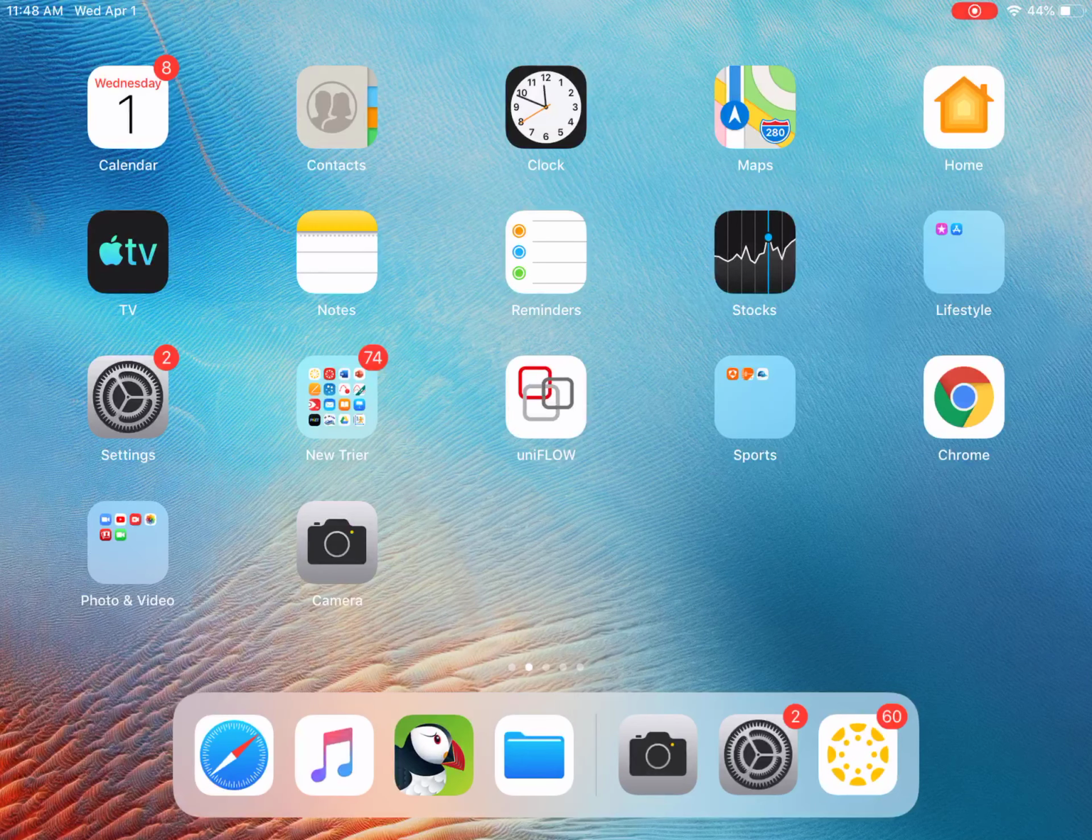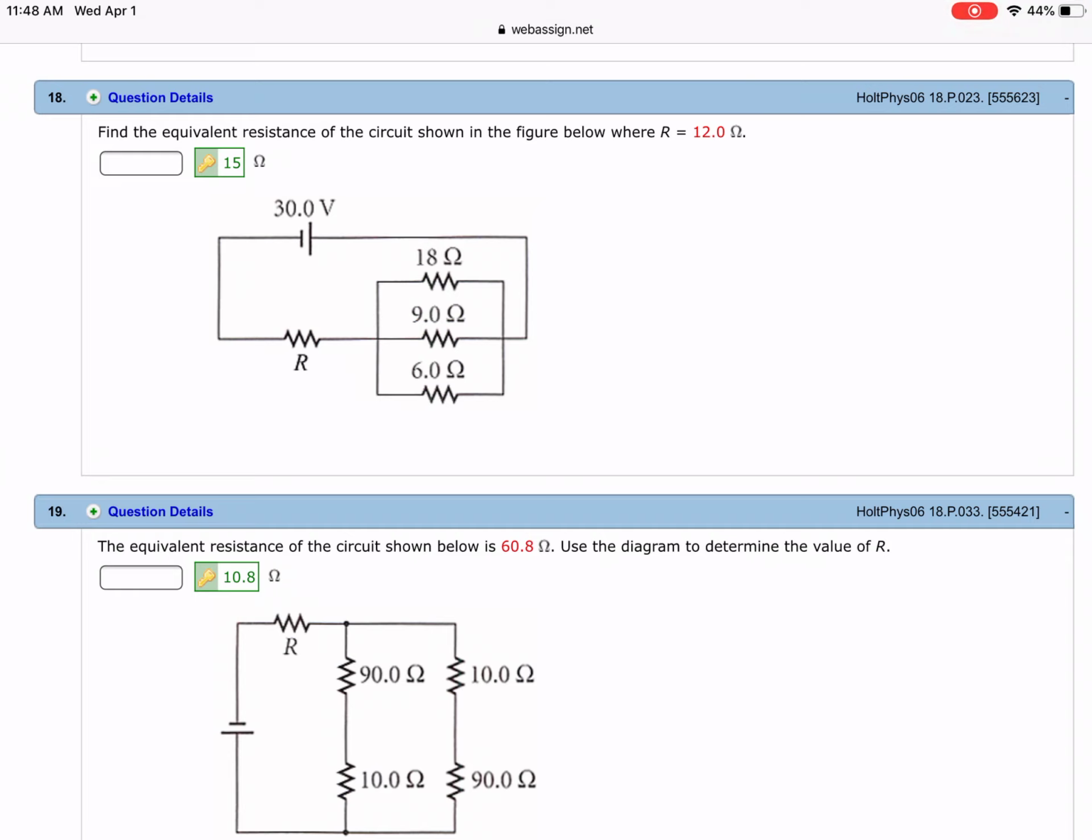Hey everyone, so I thought I'd help you guys out with some of the WebAssign. I know we did the lesson, but some of these circuits do look kind of crazy, and I don't want you to get panicked about this. I want to make it easier. First thing is, my numbers are going to be different. I'm not really going to focus on numbers so much, just try to give you a general setup.